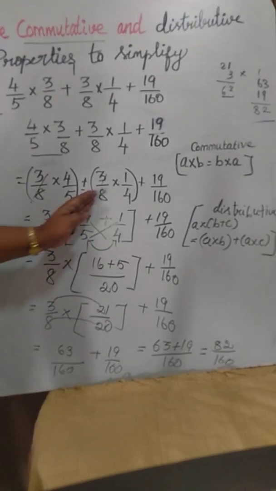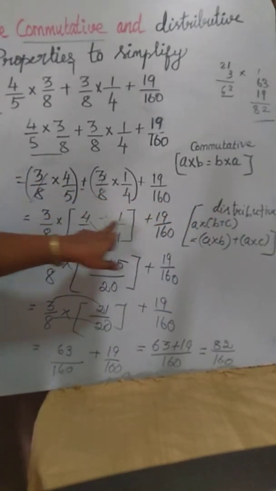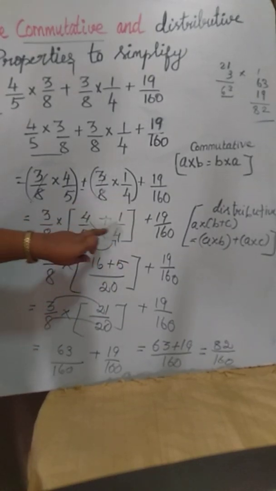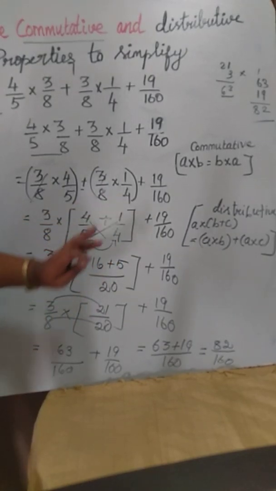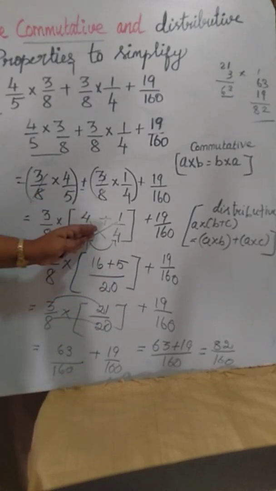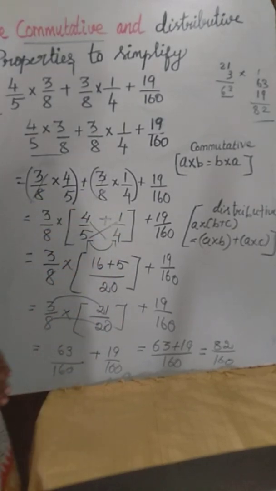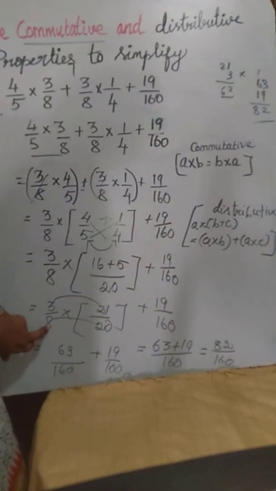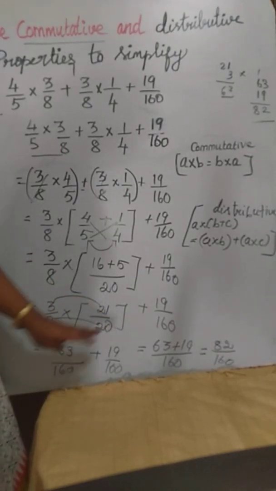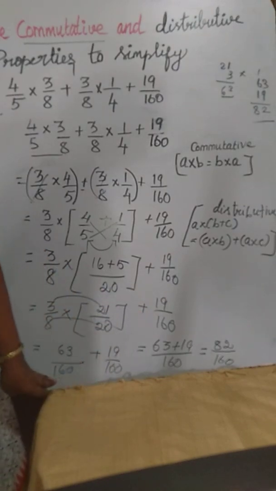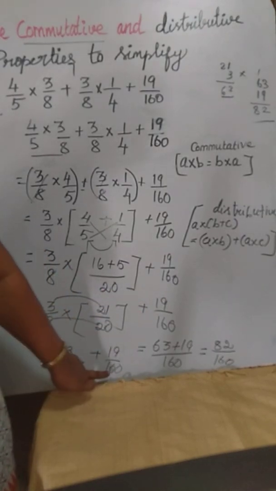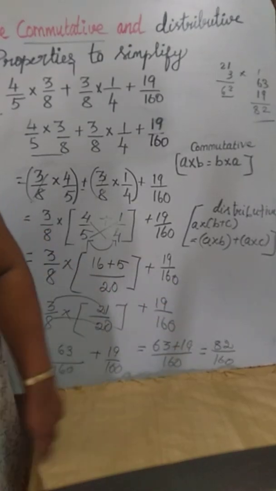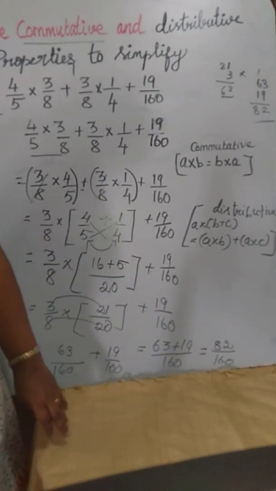So next one, after applying the distributive property, we have to add these two rational numbers. For two rational numbers, see the denominator. So take the cross multiplication. Next, multiply numerator with numerator and denominator with the denominator, and then add with 19 divided by 160. So see the denominator is same. So add the numerator. So the final answer is 82 divided by 160.